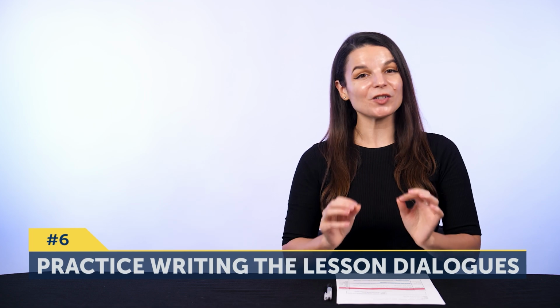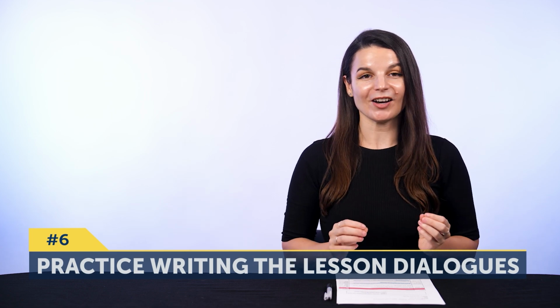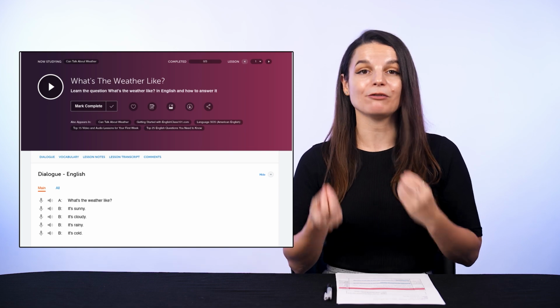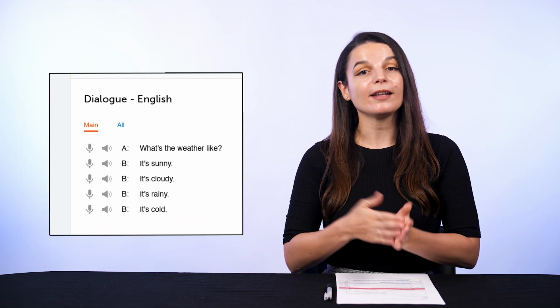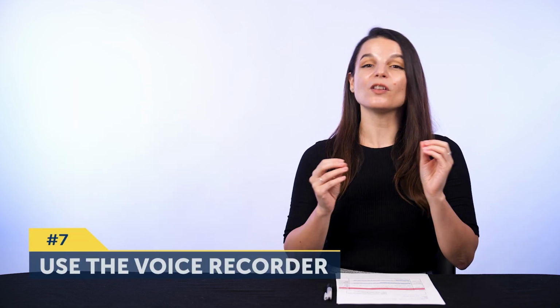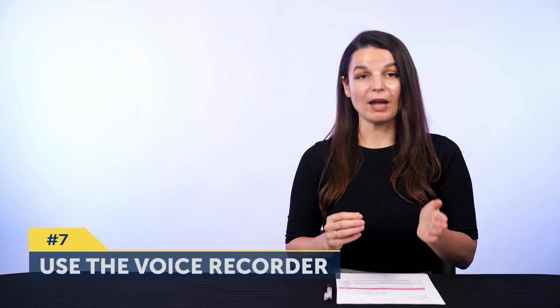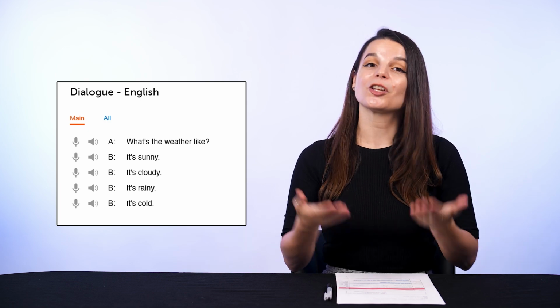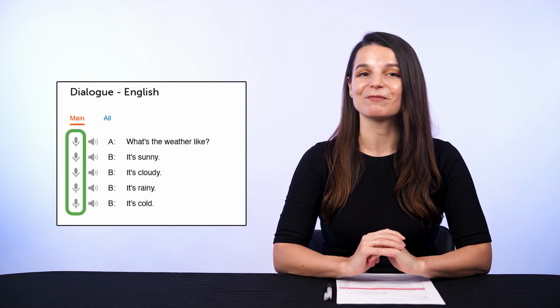6. You can also practice writing out the lesson dialogues. Our lesson dialogues are conversations that you can use in real life with native speakers. And by writing it out a few times, you'll remember it better that way. 7. Use the voice recorder to record and compare yourself with native speakers. You'll find the voice recorder inside the dialogue tool in all of our lessons. Just look for the microphone icon next to each line.